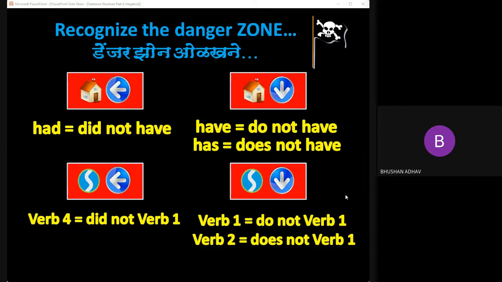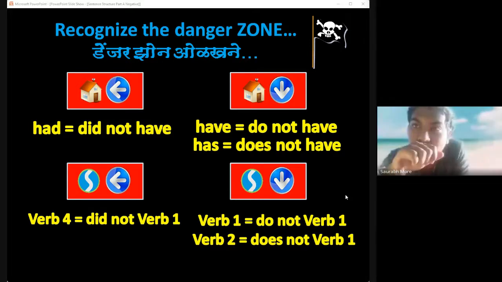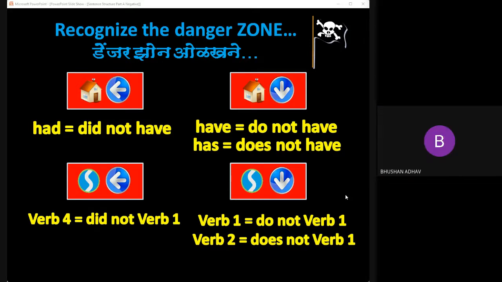Okay, now on page number 55, how can we use this, recognize the danger zone. Shivanjali had 64 GB pen drive. Am I correct? Yes. Are you with me? Yes, sir. Okay. So, Shivanjali had 64 GB pen drive. How would you convert it into a negative? 64 is not a verb. So quite naturally, the sentence is past possession, isn't it? So had, see the screen right now. Had, did not have, had, did not have.